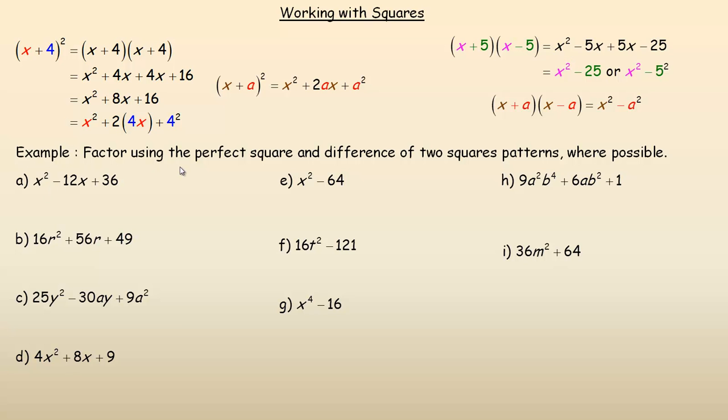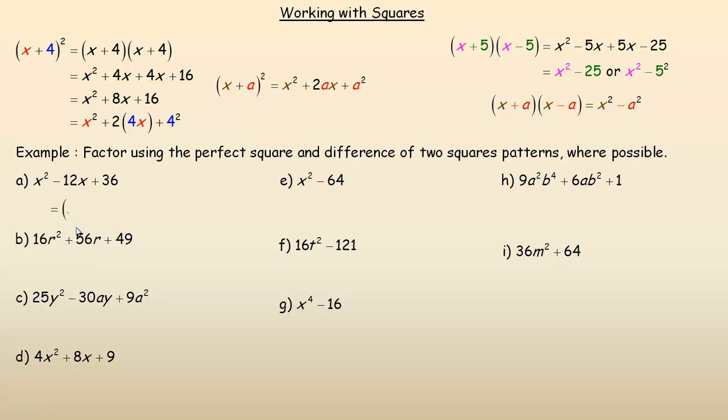So in this example, we're asked to factor using the perfect square and/or difference of two squares patterns where possible. Remember, sometimes you're given things that aren't possible to be factored. So the first one, x squared minus 12x plus 36. Now notice it's a trinomial, so maybe the perfect square one works. It starts with a perfect square and ends with a perfect square. So it may factor into a perfect square trinomial.